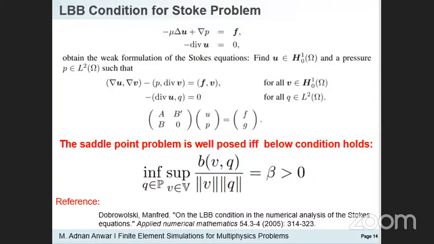Here is the LBB condition for the Stokes problem. This is a Stokes problem. We obtain the weak formulation, and this is the resulting matrix. The LBB condition states that the saddle point problem is well posed if and only if the below condition holds, and this condition is called the LBB condition. And P2, P1 satisfy this condition, so there are no instability issues in simulations.